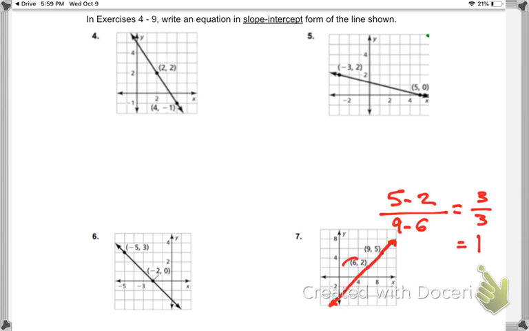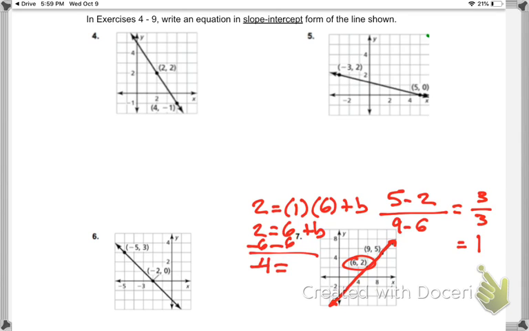So then I'm going to take the point 6, 2. We're going to take 2 is equal to 1 times 6 plus b, which gives me 2 is equal to 6 plus b, minus 6 on both sides, and I'm left with negative 4 equals b. And when we look at the graph, it looks like each line represents 2. So we have negative 2 here, which means this line here would be negative 4. So that lines up. Our equation is y equals x minus 4.